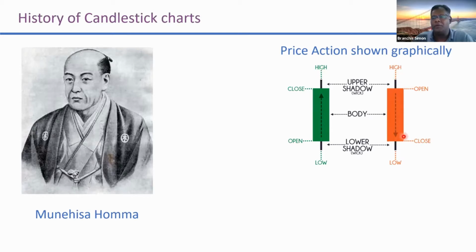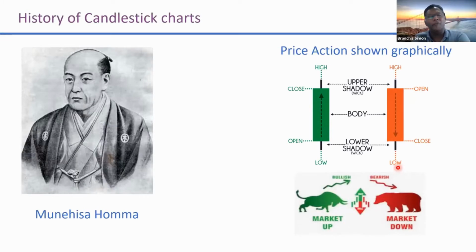Again, if you look at this candle, the open price is higher than the closing price, meaning the market moved down. Can you see the arrow? Yeah. So this is called a bearish candle. Got it? Any questions? No questions? Okay, let's move on.